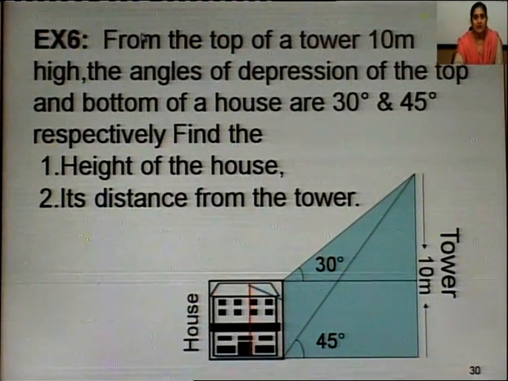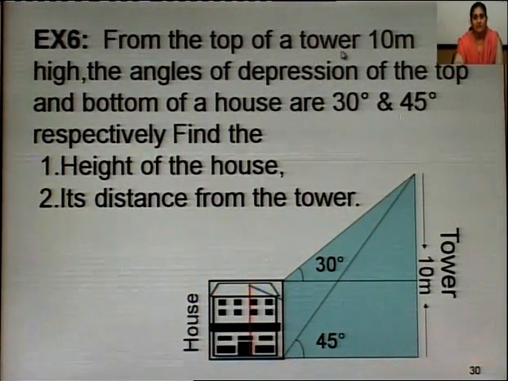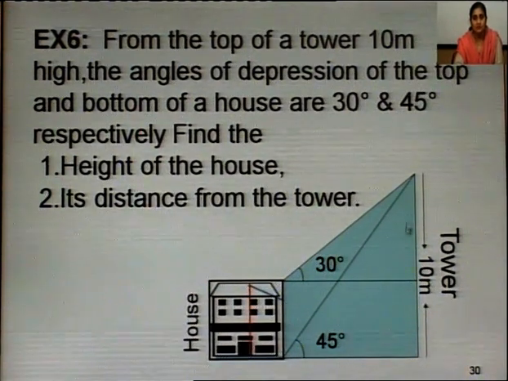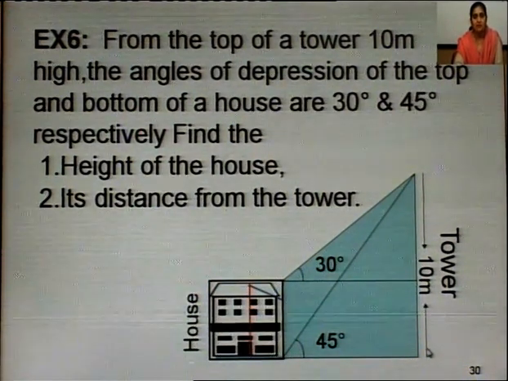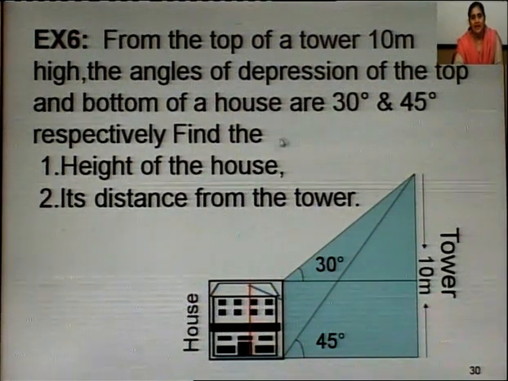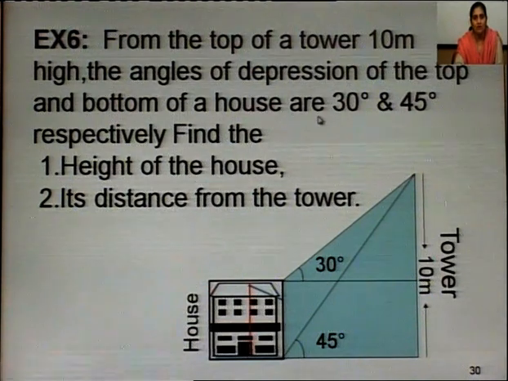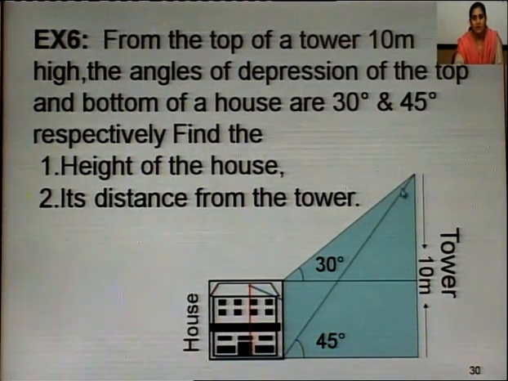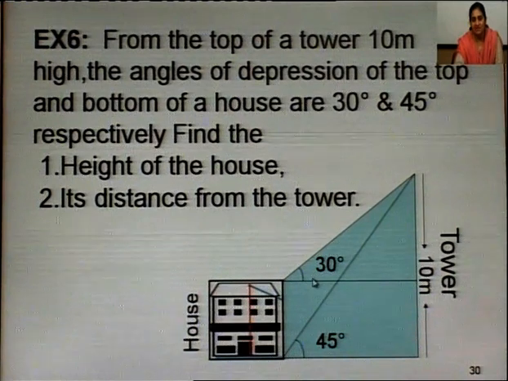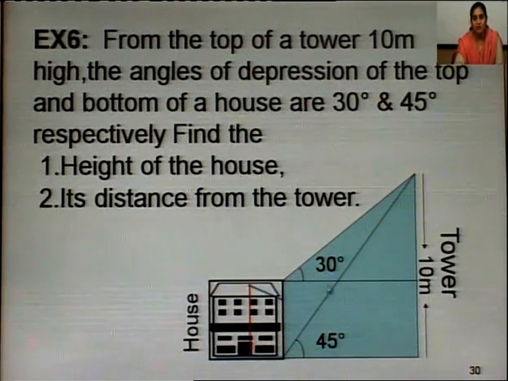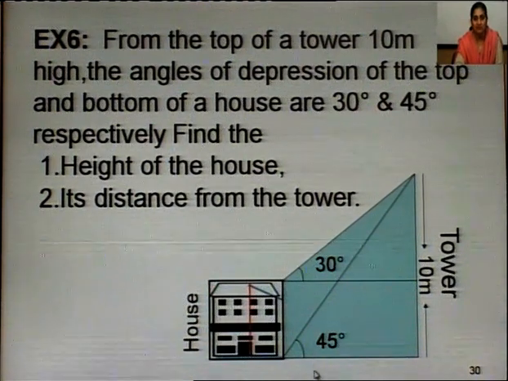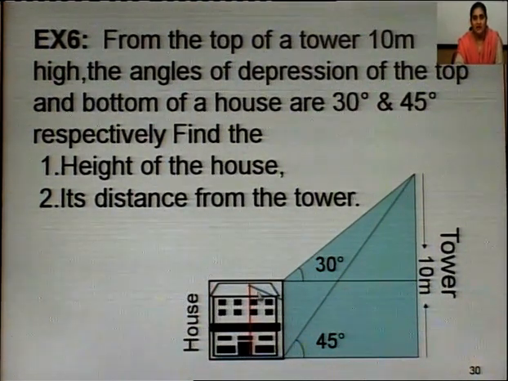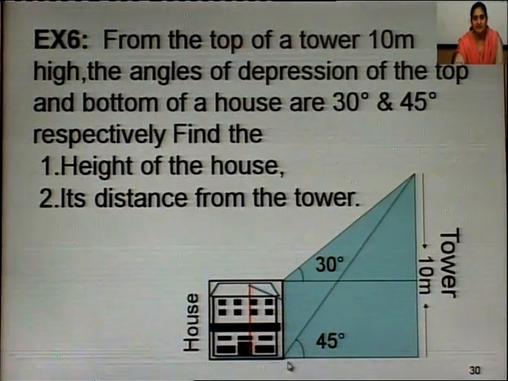Next example: from the top of a tower of 10 meters. So, this is a tower whose height is 10 meters. From the top of this tower, the angles of depression of the top and bottom of a house are 30 degrees and 45 degrees. So, there is a house. When we look at the top of the house, the angle of depression is 30 degrees, and when we look at the bottom of the house from the top of the tower, the angle of depression is 45 degrees. Now, we have to find the height of the house and its distance from the tower.